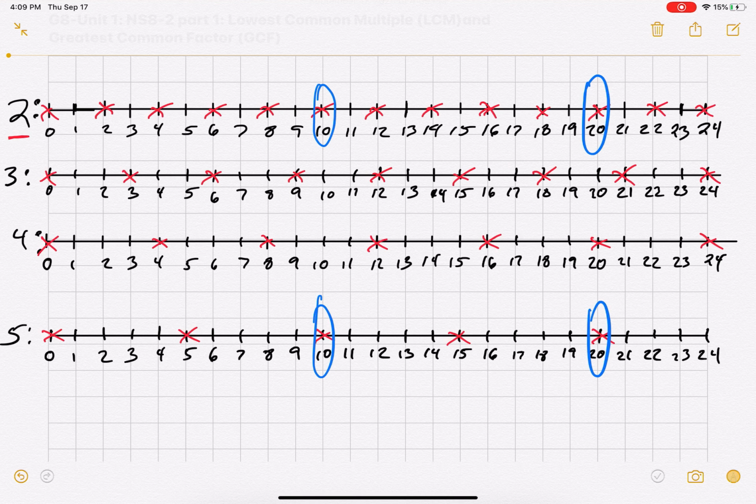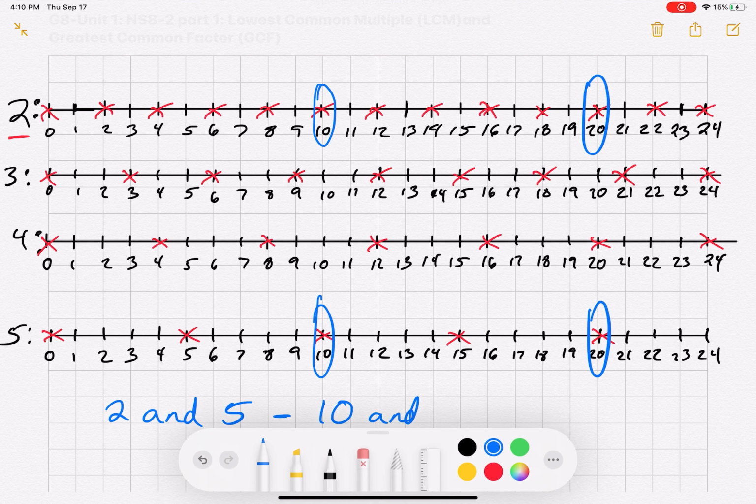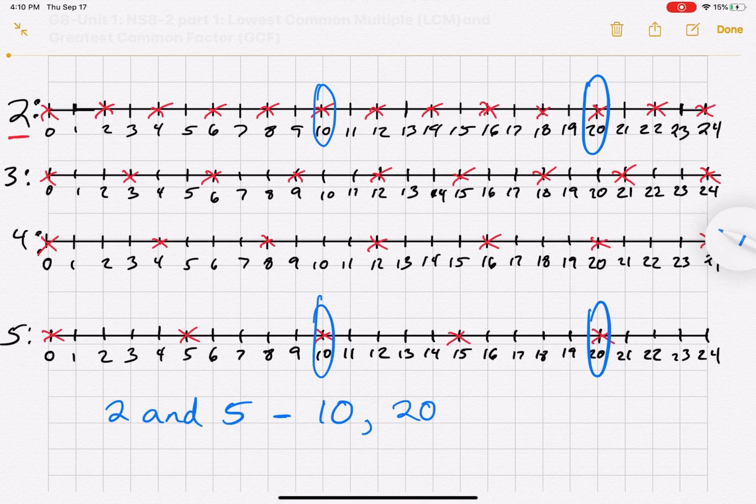Okay, so I know that the common multiples, the first 2 that match, are 10 and 20. Okay, and that is for 2 and 5, and the multiples that match up are 10 and 20. Okay, so these are the ones that match up.